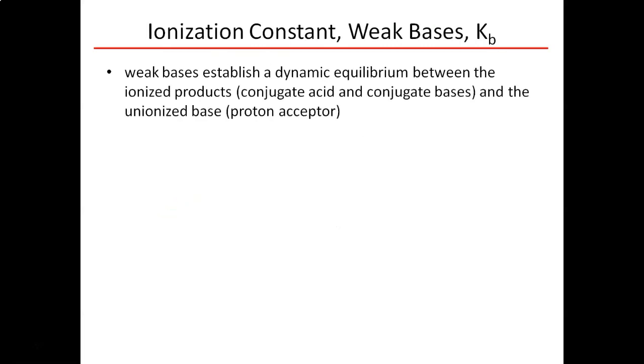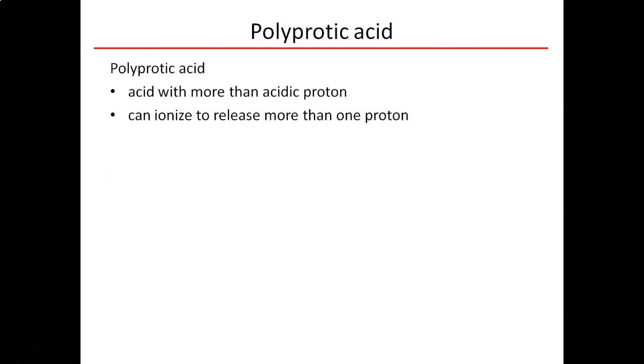Similarly, we can have the same thing occur with weak bases, because weak bases will ionize partially. If we use the generic symbol B for our bases, they will act as the Bronsted-Lowry proton acceptor and result in the formation of hydroxide. And when we write our Kb expression, we have this. And we call our Kb an ionization constant.